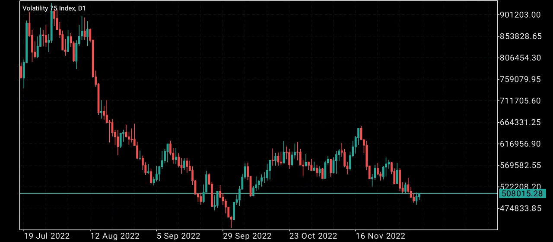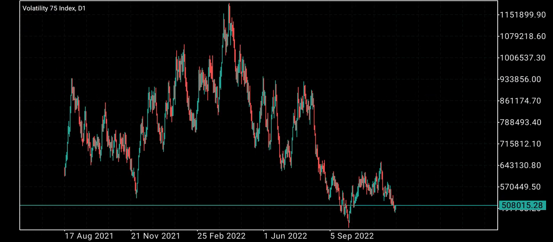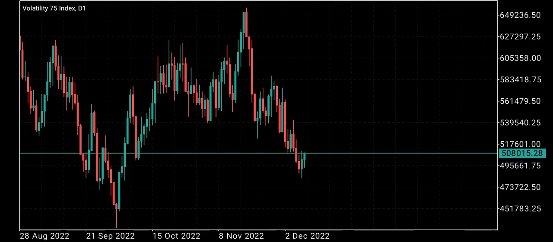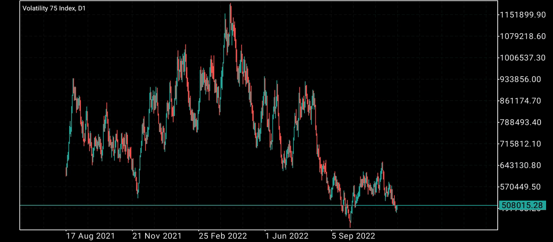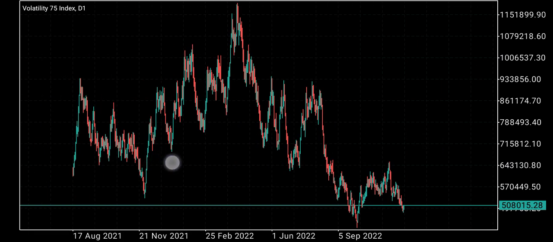Today I'm going to be analyzing Volatility 75 for you guys. First things first, we start on the daily time frame. That's where I like to start my analysis most of the time. We zoom out completely to look for the overall direction of the market. That's the first thing that we should look at.